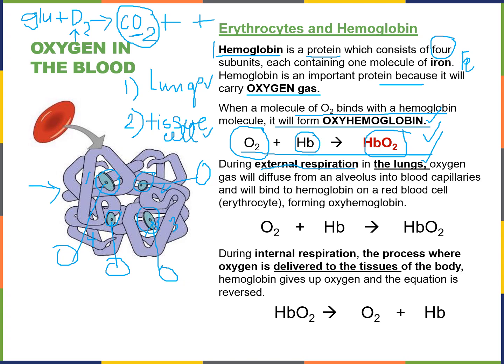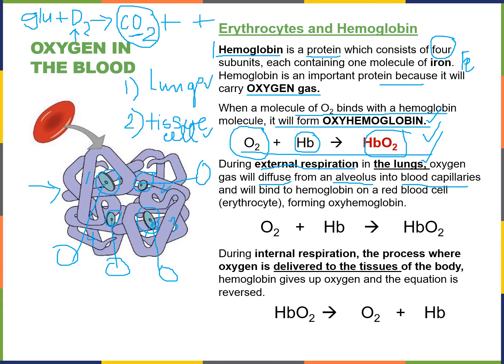So the process occurs by diffusion, and diffusion is driven by a gradient from high concentration to low concentration. So the low concentration is in the capillary because the capillary does not have any oxygen, it just has loads of carbon dioxide. And the air inside the lungs, which is the alveolus, has a high concentration of oxygen. So diffusion will be from the alveolus into the blood capillaries. The binding occurs, and this is how oxygen is transported around the body.